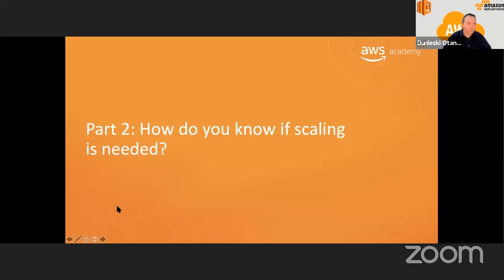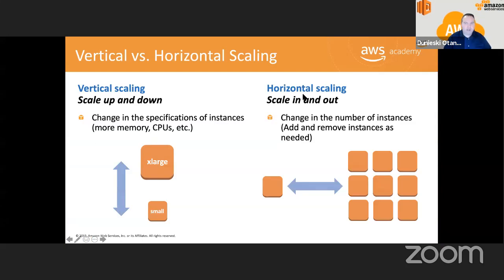So we also have scaling in or out, and this is the one that we are mostly going to talk about today. If it is scaling out, it increments the number of EC2s, and if it's scaling in, it reduces the number of EC2s, okay? So here we have changing the specification of instances, more memory, more CPU. So we have a small one, and then we go to an X large, okay? Or vice versa. We can go from the X large to a small one, okay?